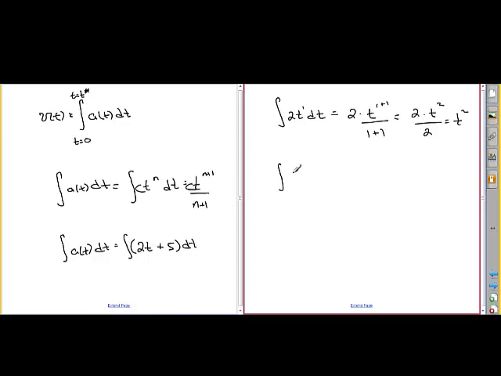The integral of a constant, so let's say 5 dt. How do we fit 5 into this form? Well, it's 5 times t to the 0 power dt. When you have t by itself, it's t to the first power. When you have no t, it's t to the 0 power, and t to the 0 power is 1. So the constant just hangs on. You add 1 to the old exponent and divide by the new exponent, which is 0 plus 1, and you get 5t divided by 1, which is 5t. So the integral of 2t dt is t squared, and the integral of 5 dt is 5t.